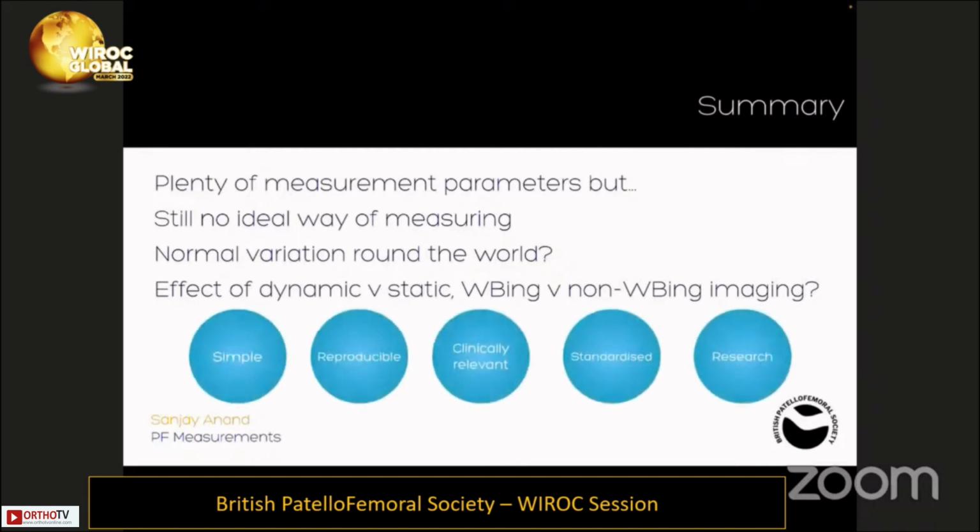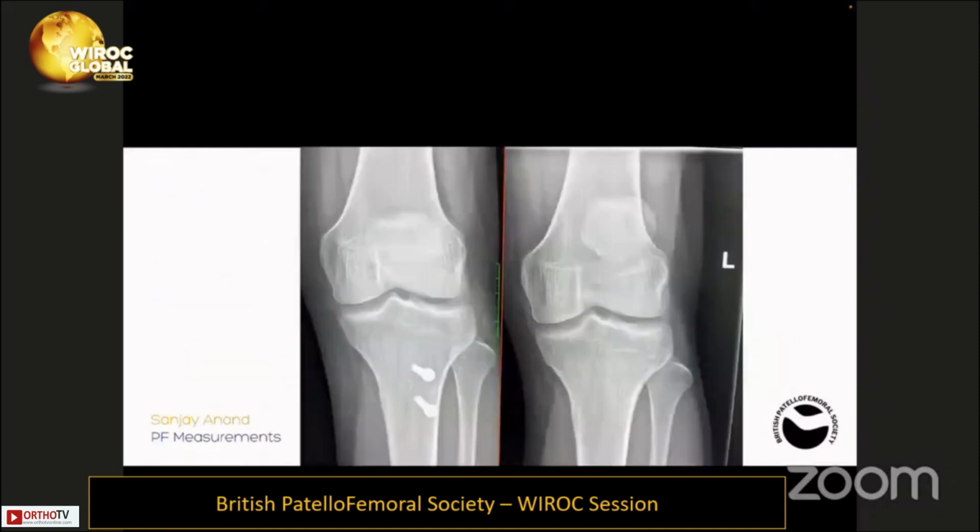But I think probably the best test to measure would be something that's simple, something that's reproducible. I think clinically relevant is really important because if we are going to be making changes or planning procedures, it's got to be relevant to that procedure that we're planning. And it should really be standardized to allow comparison from one study to another and to drive further research. If only it was as easy as getting a standing X-ray.